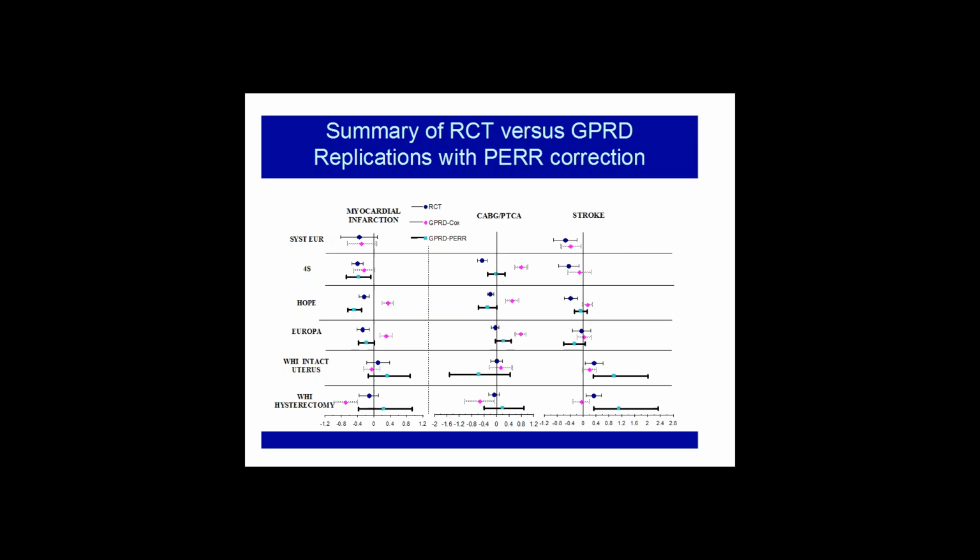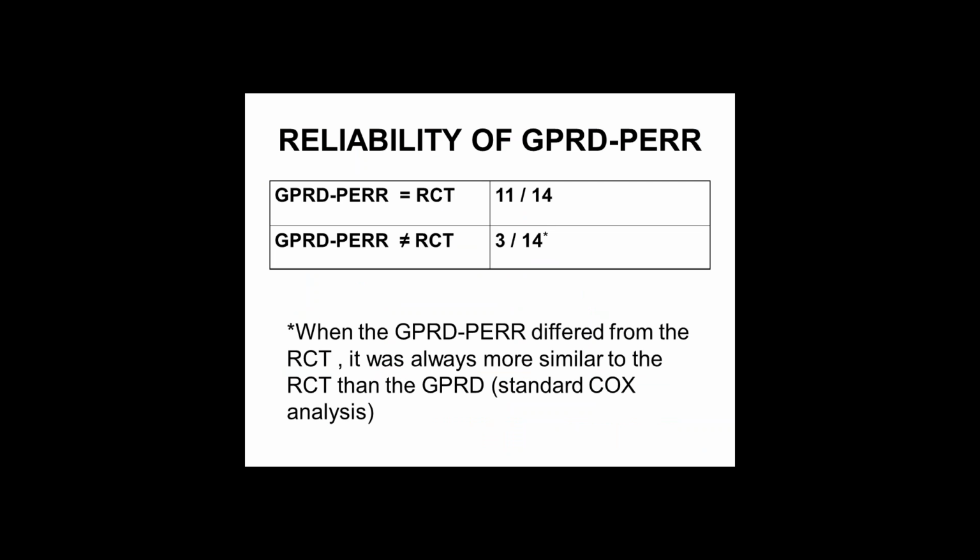Now, this is just a summary of what we call the PERR. It stands for prior event rate ratio. That's because that's the way we did the correction. And you'll notice that the GPRD, that is the database, PERR corrected compared to the RCT were the same in 11 out of 14. 3 out of 14 were not, but they were always much closer to one another than the non-corrected data were.